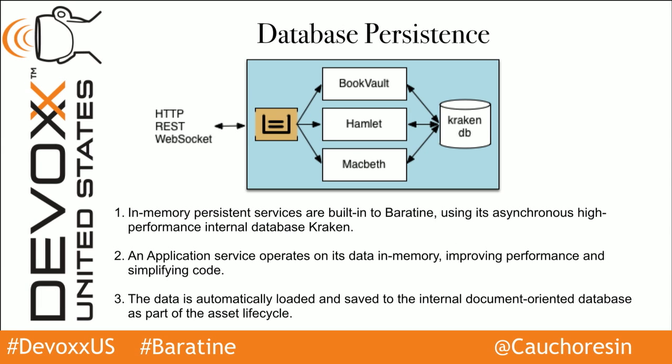A final point here before we look at a few demos is database persistence. The in-memory persistent services are built into Baratine. They use an asynchronous, high-performance database that we've called Kraken. An application service operates on its data in memory, which improves performance and simplifies code. After MySQL, we've seen the rise of NoSQL databases, and really that's just pushing the data into memory, because we know that in-memory is the fastest space in which we can operate. The third point there is that data is automatically loaded and saved into the internal document database as part of the asset's lifecycle.